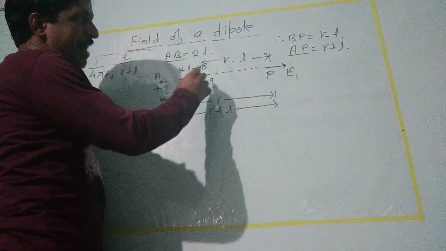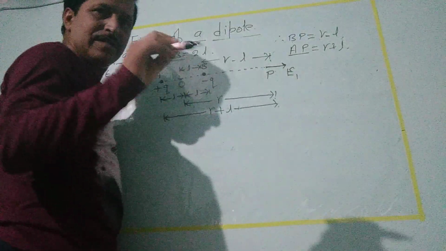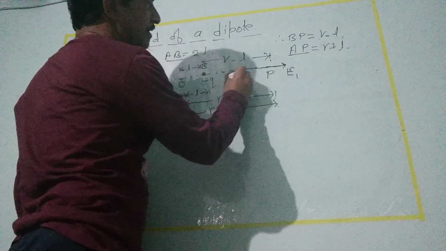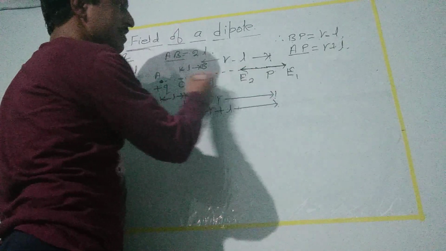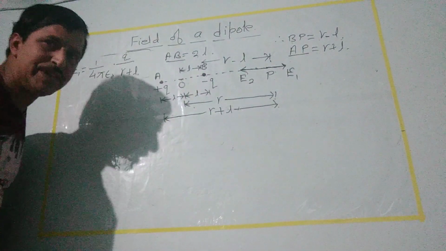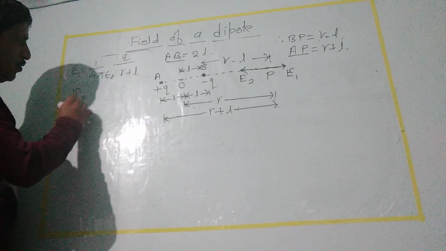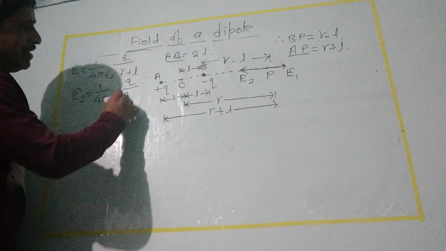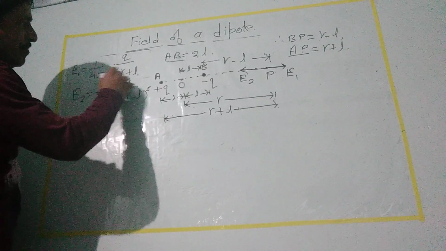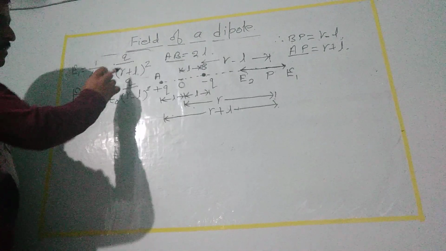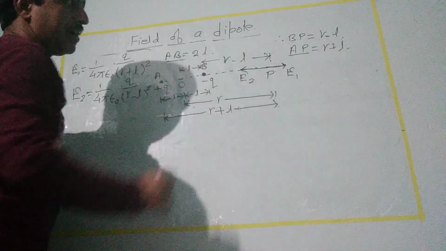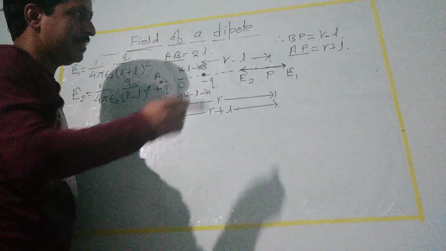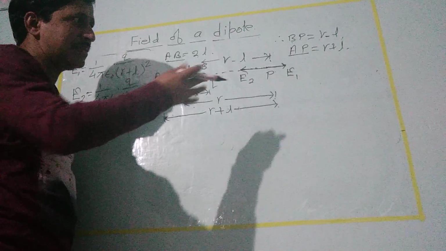In the same way, if the electric field due to the charge minus Q is E2, then E2 will be directed towards the charge and its magnitude will be E2 equal to 1 upon 4 pi epsilon 0 Q upon (r minus L) whole square. Since the two fields are opposite to each other, we will get the resultant directly by getting the algebraic difference between the two fields.